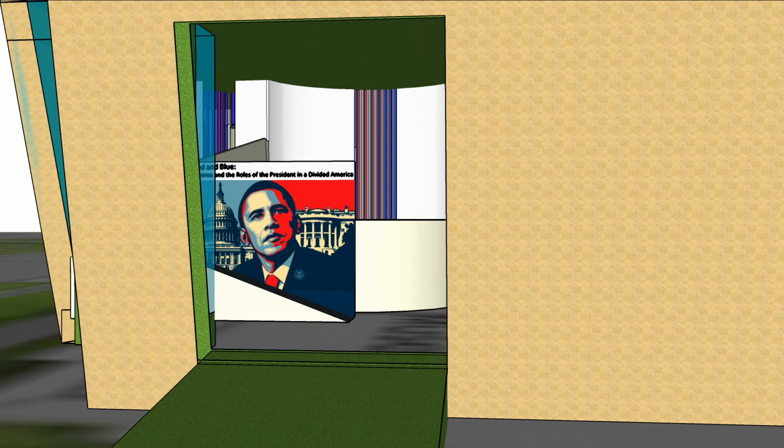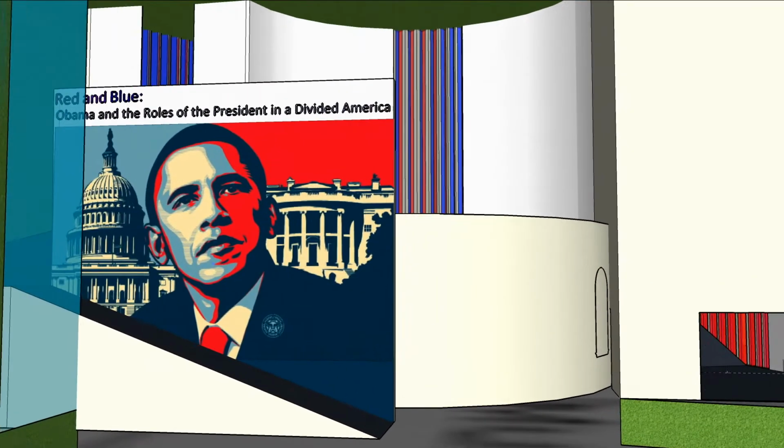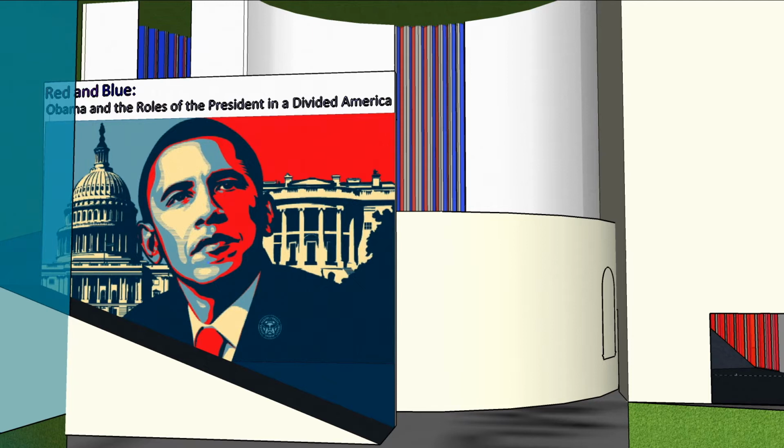This exhibit will explore the different roles that President Obama assumed on the domestic stage, as well as the associated leadership challenges he faced in relation to Congress, the public, and the media throughout his 8 years in office. The architecture of the building is suggestive.